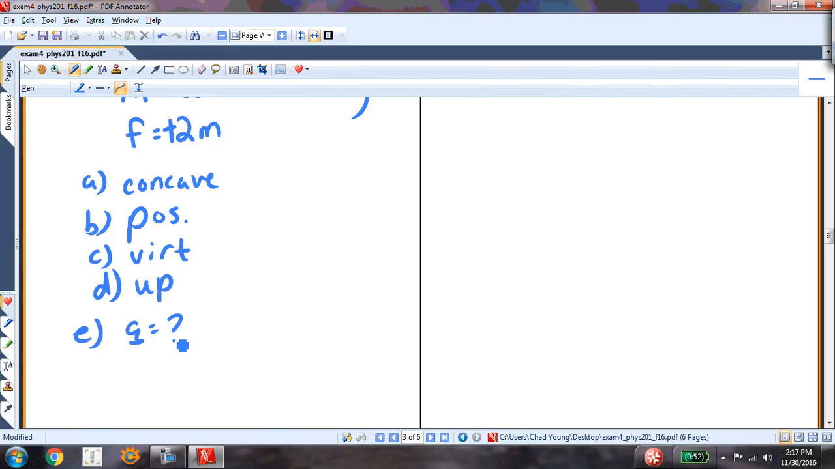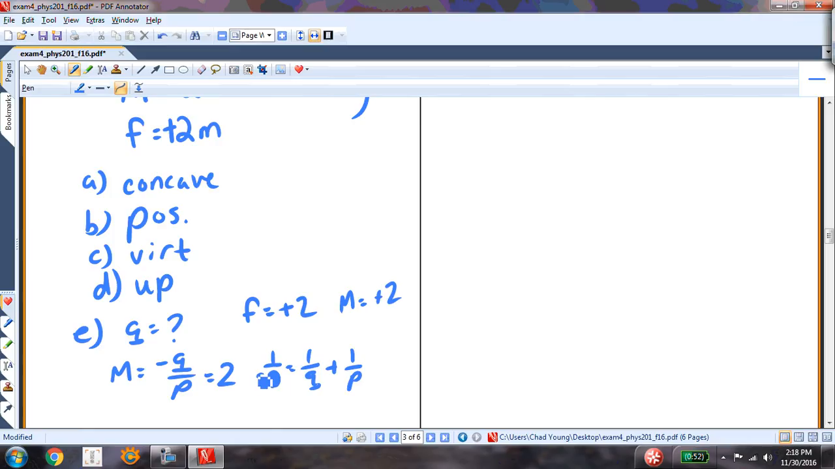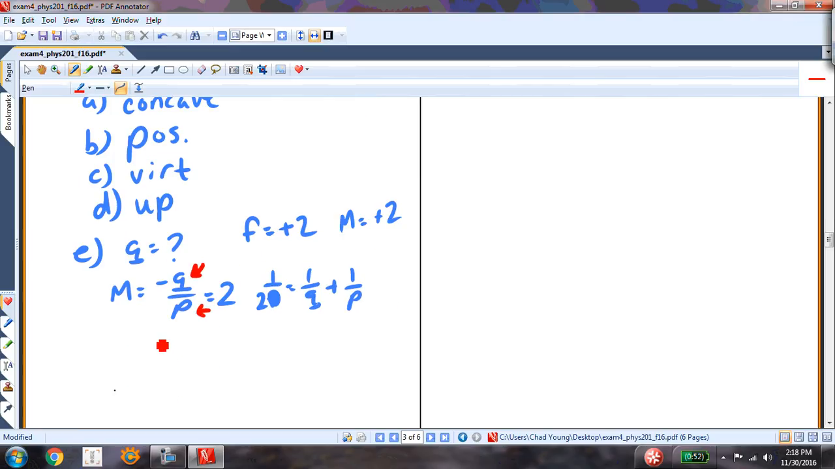Now this is a little bit more complicated. I know that my magnification is negative q over p, and I know that my magnification is equal to 2. Now that doesn't help me find q because I don't know p either. All I know is the focal length, which is positive 2, and my magnification, which is also positive 2. Now I also know the mirror equation, 1 over f equals 1 over q plus 1 over p. I'm just going to replace f here with a 2. So now I have some unknowns: q and p.